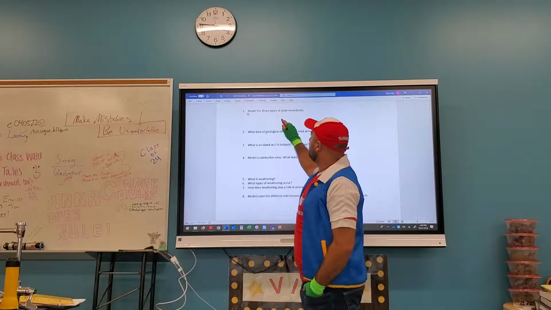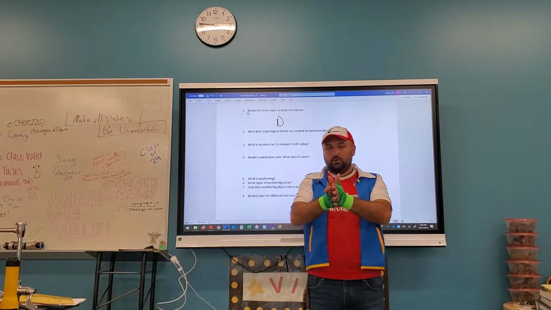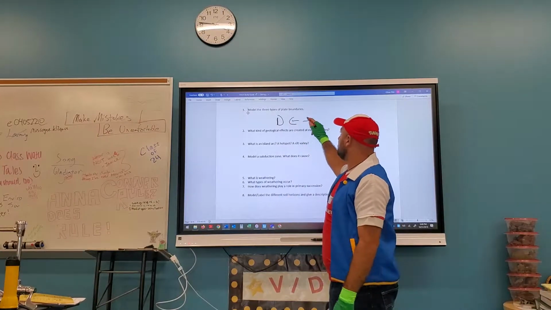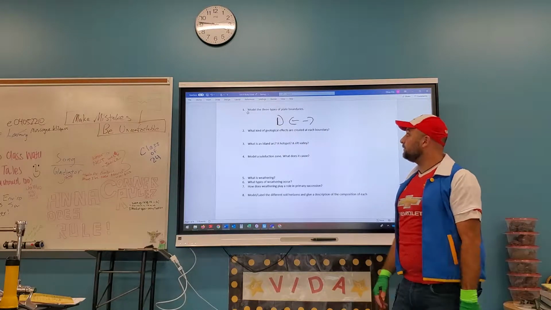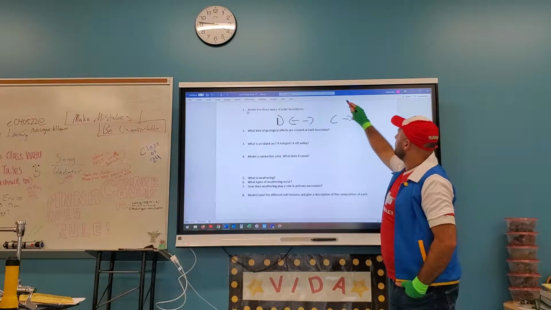First, you got divergent. So, divergent, going away, convergent, coming together, and transform. Be sure you can model all of these correctly and you can identify them on a map because you're going to be able to do that. Let's see, divergent, convergent, and transform.